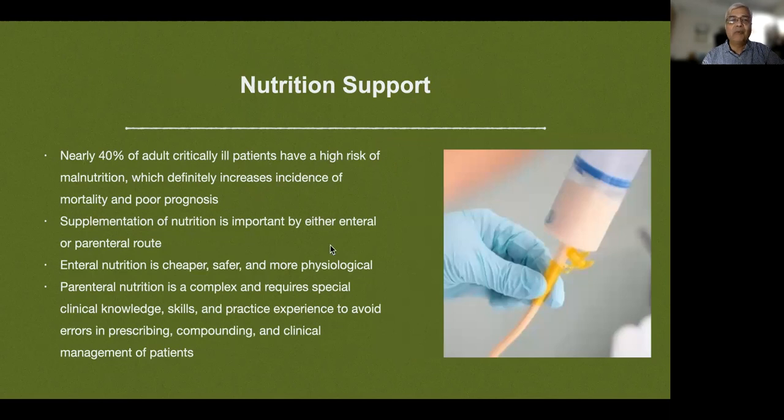Supplementation of nutrition is thus very important, and this supplementation can be done by the enteral route, that is through the mouth and the intestines, or through the parenteral route, that is IV. Enteral nutrition is cheaper, safer, and more physiological. Parenteral nutrition is very complex, requires special clinical knowledge, skills, and practice to avoid errors in prescribing, compounding, and clinical management of patients. There may be some ICUs in which the pharmacist is asked to prepare the parenteral nutrition. The parenteral nutrition basically consists of proteins and oils, and they need to be prepared in a particular combination as defined by the dietitian and the intensive care specialists.